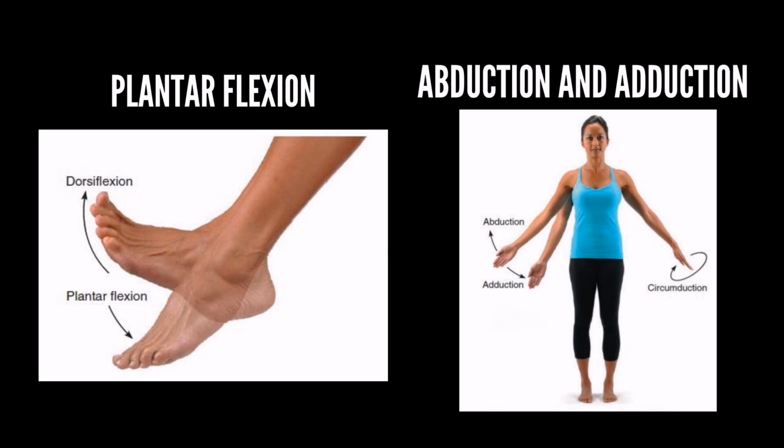Abduction and adduction. Abduction is moving a limb away from the midline of your body. Adduction, on the other hand, is moving a limb towards the midline of your body.